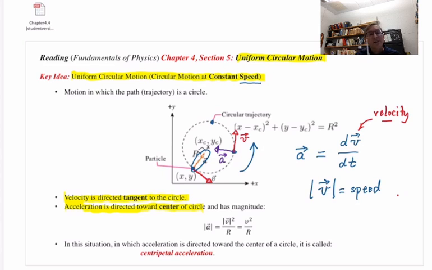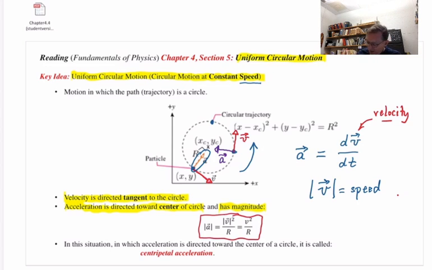The other important thing is what's the magnitude of that acceleration? That's also derived in Chapter 4, Section 5, and I'm just going to tell you the formula. It's very useful if you have uniform circular motion. There it is, right there. The magnitude of the acceleration, which we now know is directed towards the center of the circle, is given by: take the magnitude of the velocity, square that, and divide by the radius. V squared over R is how we say it.